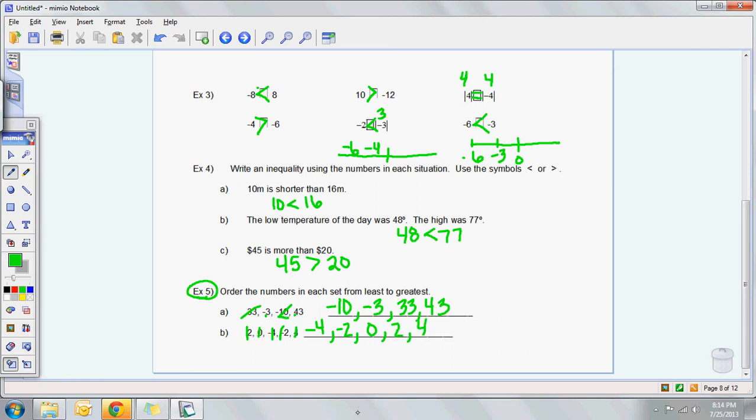All right, so that's comparing and ordering integers. Be ready to practice this tomorrow.